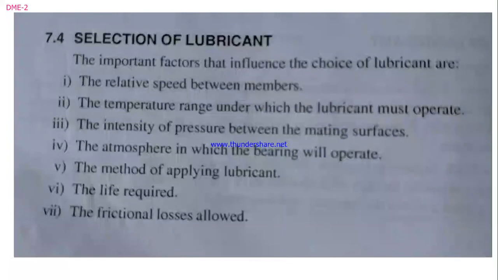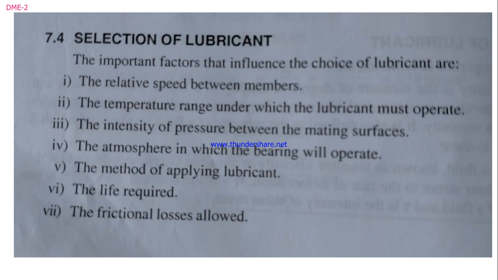Okay. The next one is how do you select a lubricant? How do you select a lubricant? What are the factors that you should take into account before selection of a lubricant? So some of the points are listed here. You should take into account the relative speed between the members. That means between which two surfaces you are trying to place lubricant, what is the relative speed between them that you should take into account?